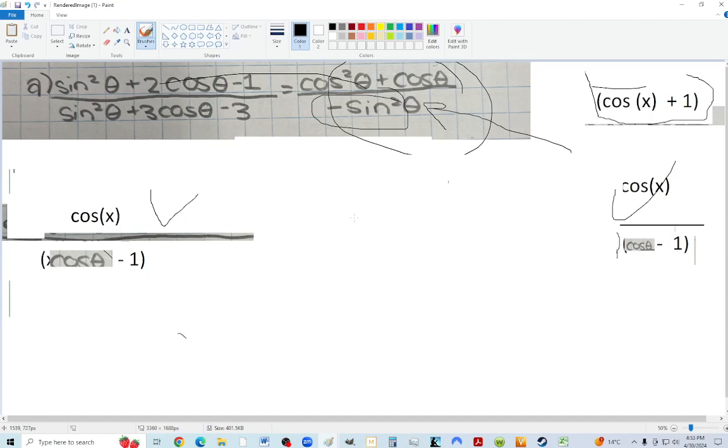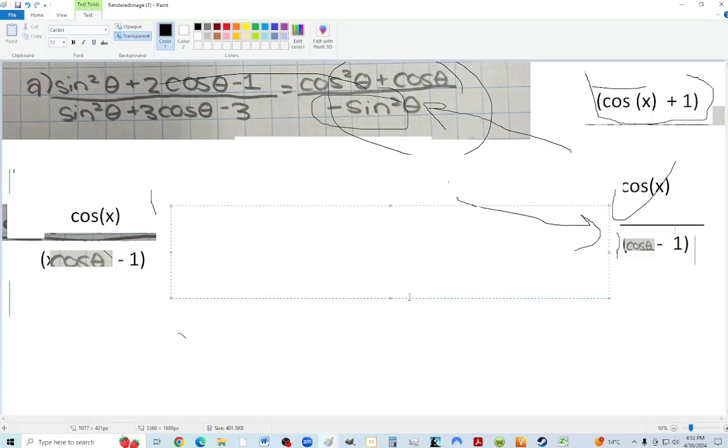How do we get back to the right? Well, we have to do the same things. How did we get here? Well, we had to factor out cos times cos. So that means, on the left side, now that I've simplified it to this, pretend I've left my right side alone. I'm going to multiply it top and bottom by, I believe it was cos plus 1, top and bottom.